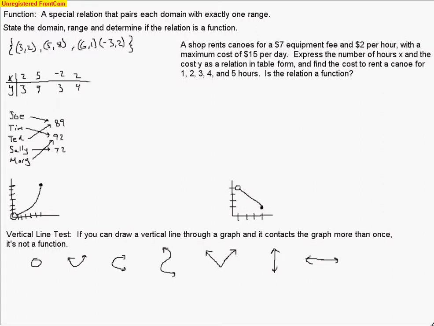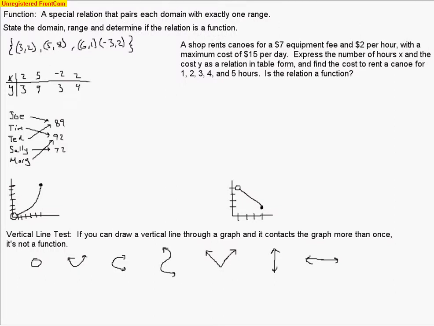Today we will be looking at functions, and functions are a special relation that pairs each domain with exactly one range. We're going to use that definition to explain whether a relation is a function or not. So each domain has exactly one range. And so here the directions on tonight's homework are going to ask us to state the domain, range, and determine whether it's a function or not.